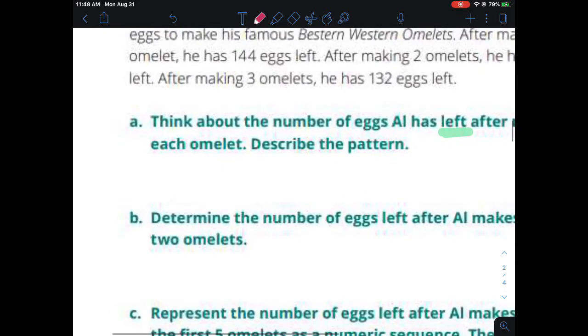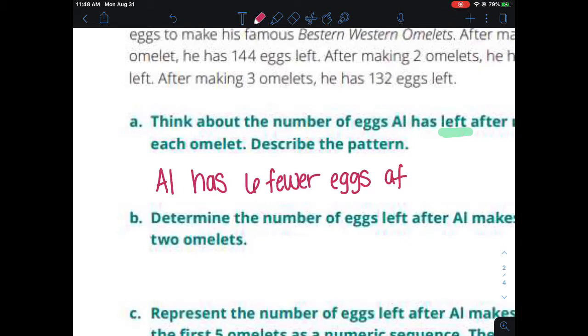So how would you describe that pattern now? Well, I said Al has 6 fewer eggs after making each omelet.